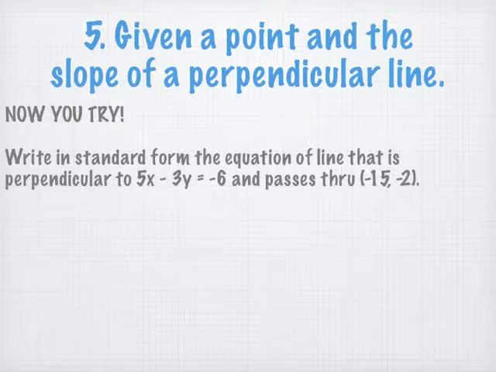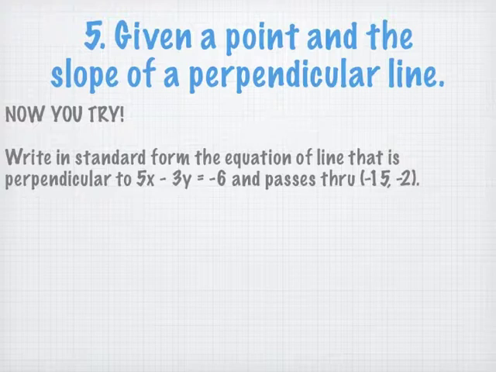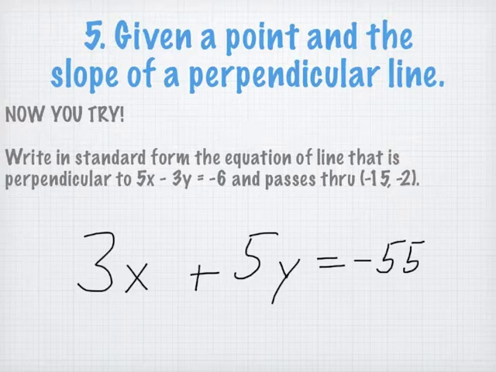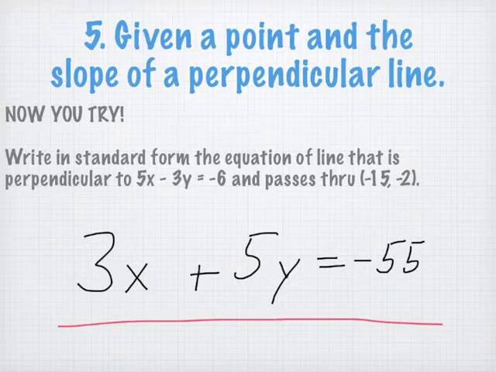Write in standard form the equation of a line that's perpendicular to 5x minus 3y equals negative 6 and passes through the point negative 15, negative 2. Pause the video right now and give it a shot on your own. Ready? Pause. Did you pause? Okay, good. Hopefully you got something like 3x plus 5y equals negative 55.